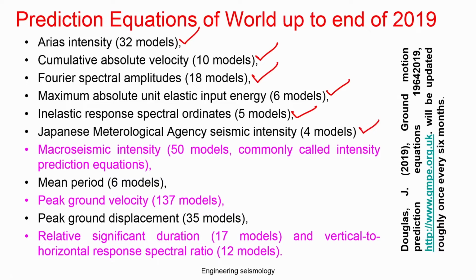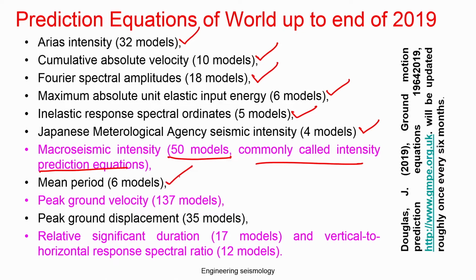This is actually an intensity only applicable to the Japan region. Macroseismic intensity, like the predictive equation for intensity values, 50 models are available, commonly called an intensity predictive equation. Okay. So then the mean period, 6 models are available.